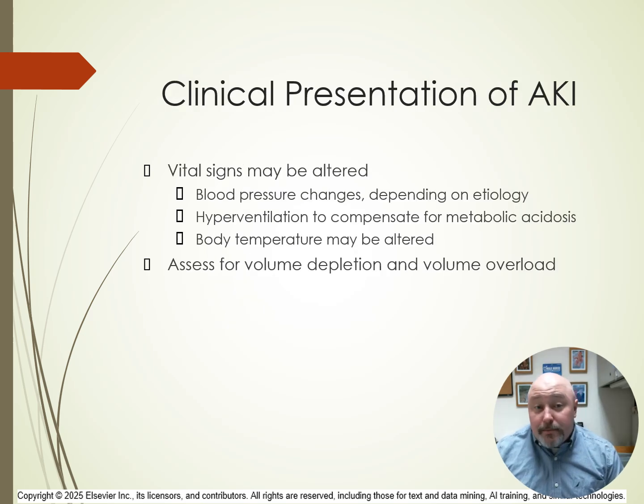The presentation may also vary. Patients with kidney injury from pre-renal causes may be hypotensive and tachycardic as a result of the volume deficits. Patients may hyperventilate as the lungs attempt to compensate for the metabolic acidosis often also seen in AKIs. Body temperature may also be decreased as a result of the antipyretic effects of the uremic toxins.